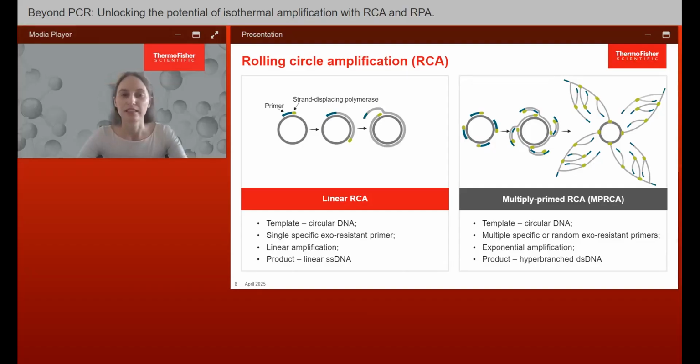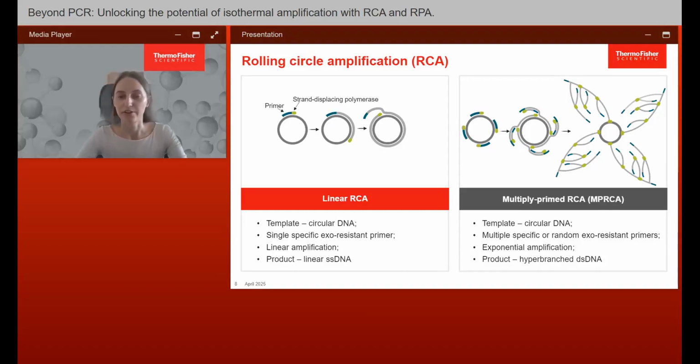So how does linear RCA work? Firstly, the primer binds to the circular DNA template, and a strand displacing DNA polymerase extends around the circular DNA. When it reaches the newly synthesized DNA strand, it displaces that strand and continues going around the circle repeatedly. This amplification continues in a linear manner and results in long concatemeric DNA with tandem repeats of the template.